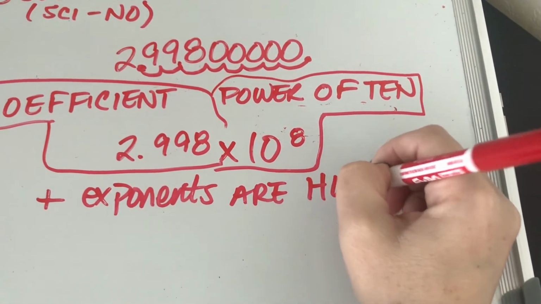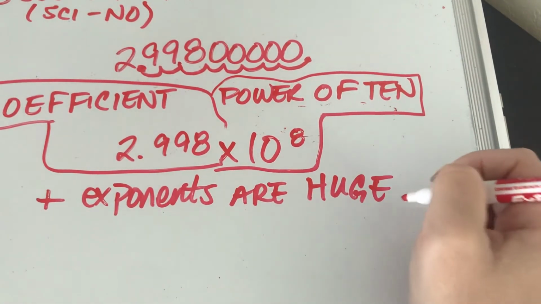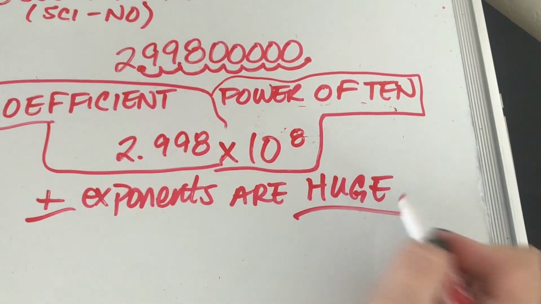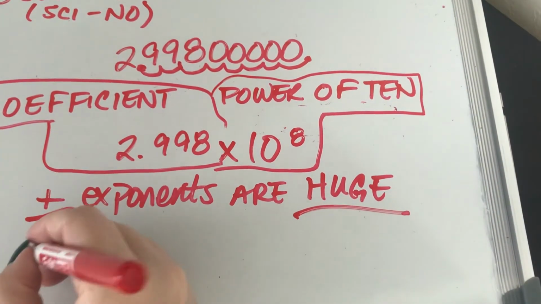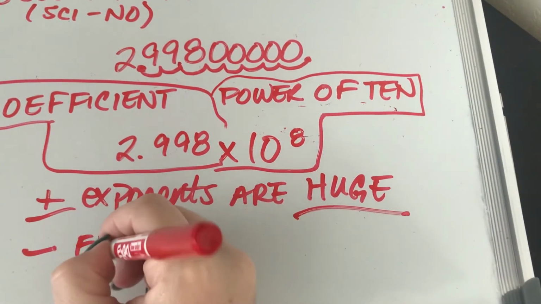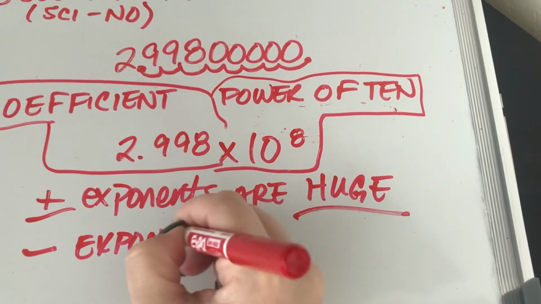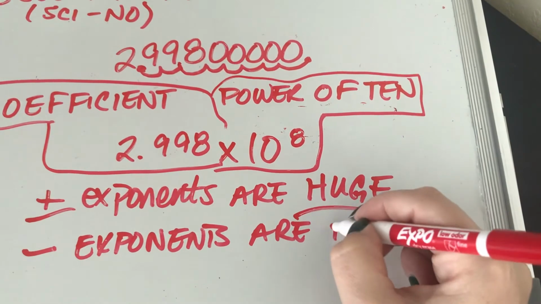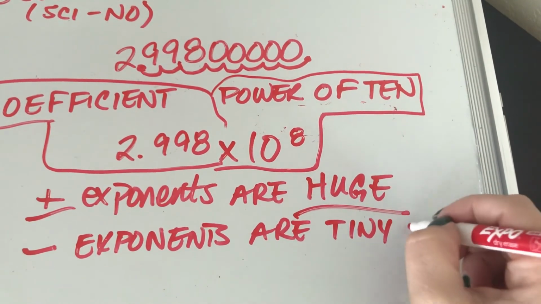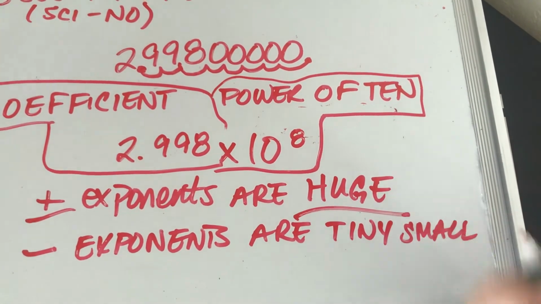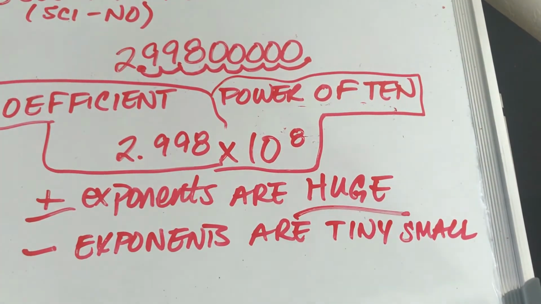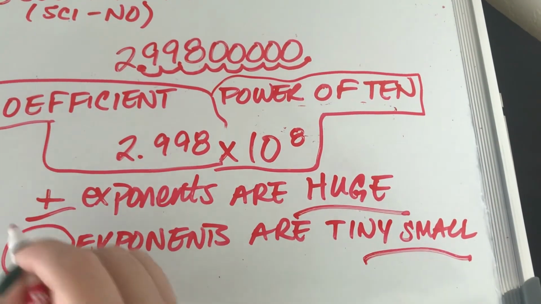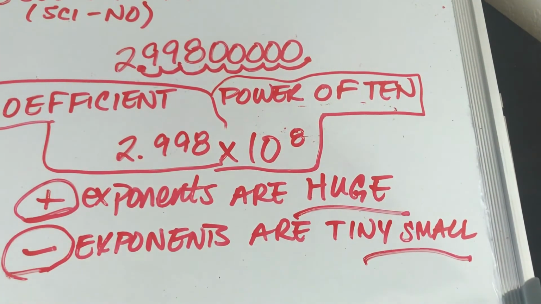Are big old numbers, right? So positive, big number, okay? Negative exponents are teeny, teeny, teeny, tiny, right? So small. So negative, small, positive, big. Does that make sense, guys?